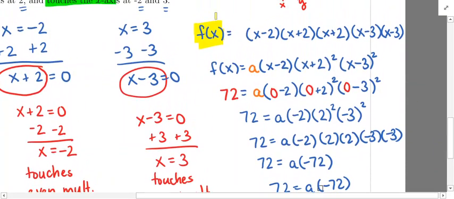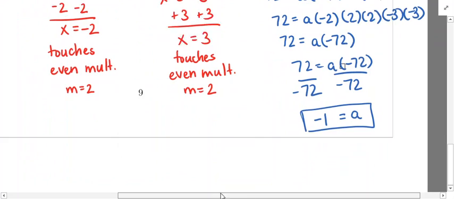All right, so basically our answer, and I'll write it at the end, is going to be f of x is equal to -1. That's going to be the a value. So actually, let's look right here. This is the best place to look. So the final answer is going to be a, which is -1, times x minus 2, times x plus 2 quantity squared, times x minus 3 quantity squared. That's going to be the final answer.